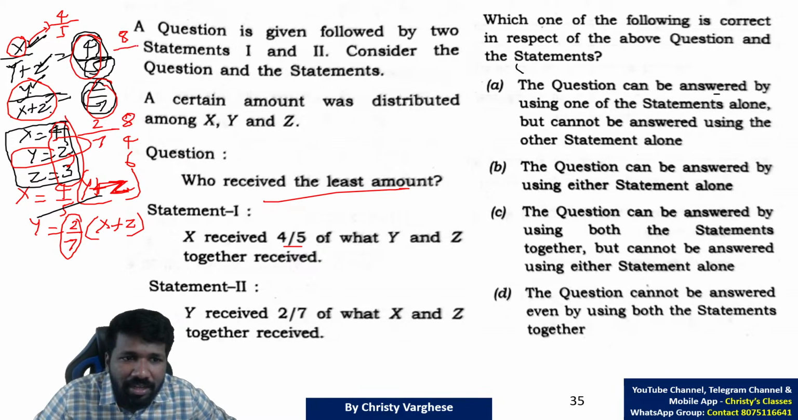Here it will be 8, and 4 plus 6 is 10. 8 by 10 is 4/5 itself. And here Y will be 4. 4 by 8 plus 6, 14. That is 2/7. But there also, the smallest value is not changing.